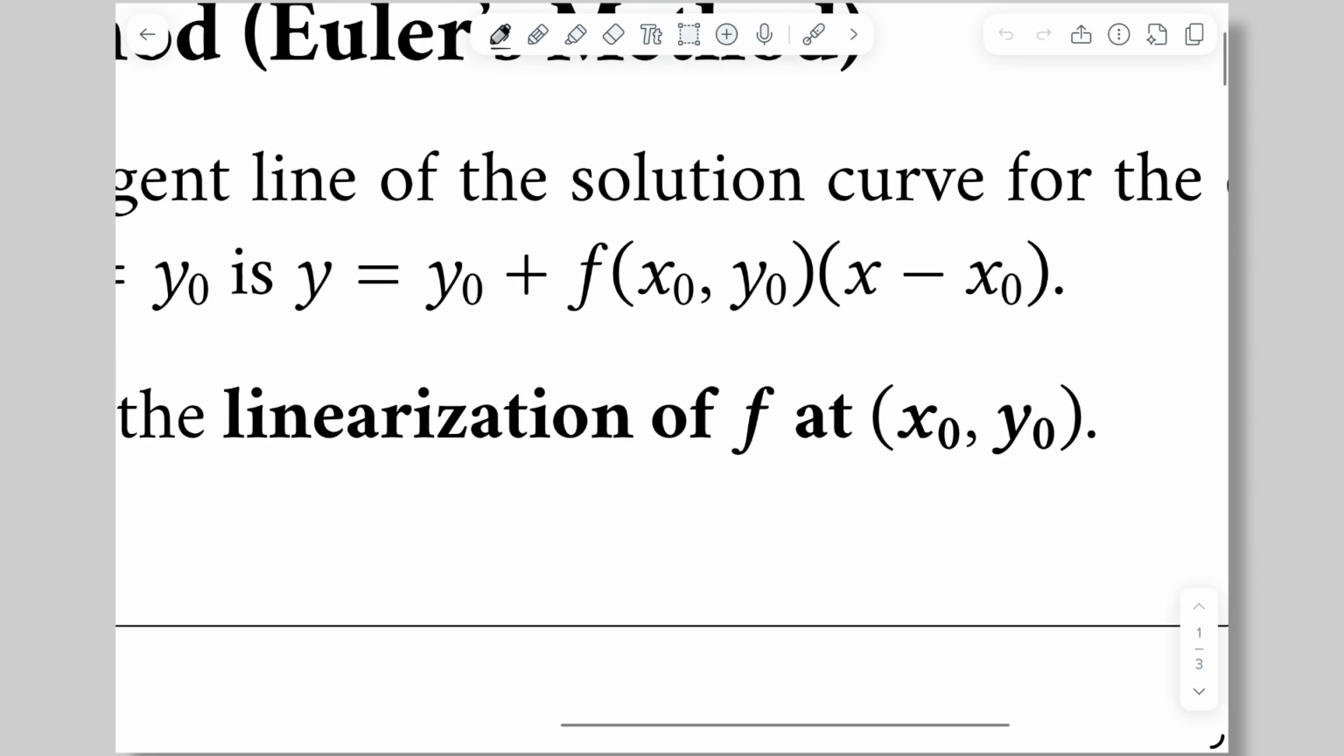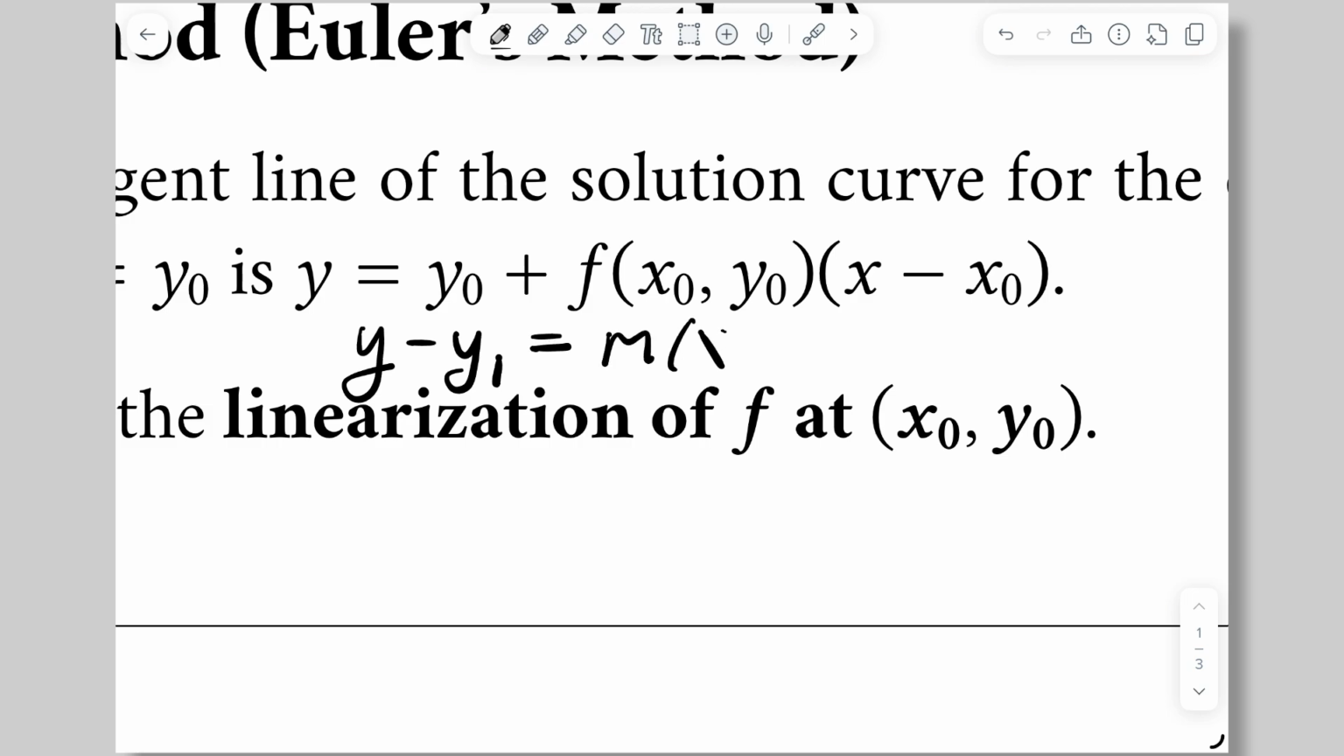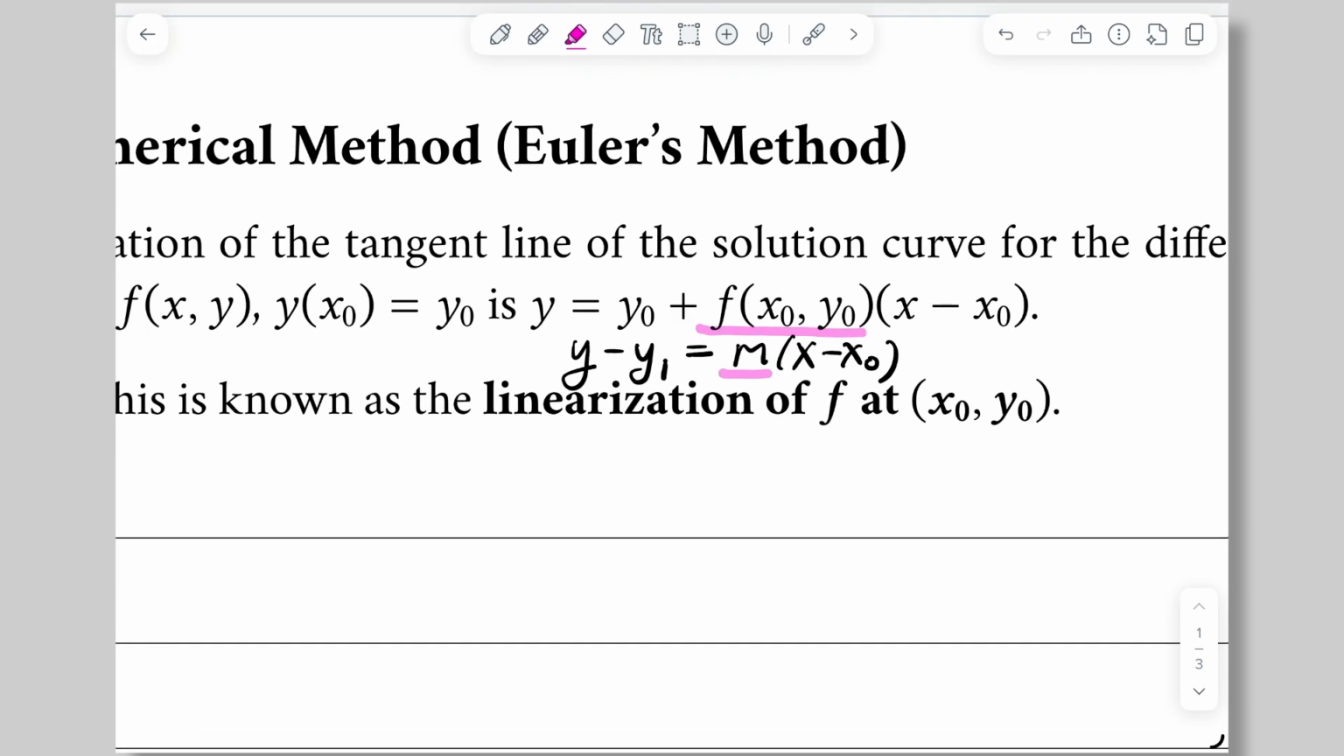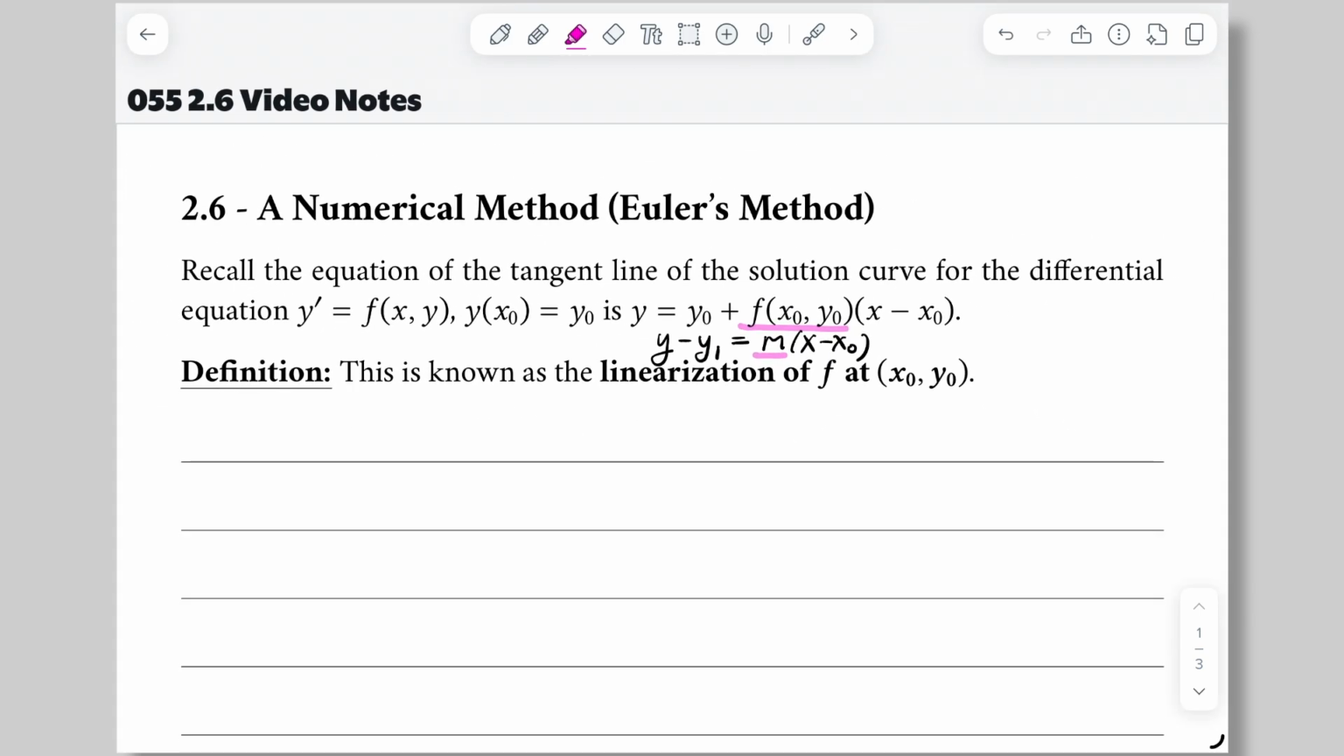And this is really just based on the point-slope form for the equation of a line: y minus y naught is equal to m times x minus x naught. And in this case, we're representing the slope as f of x naught, y naught. The resulting equation is known as the linearization of f at x naught, y naught. It's also sometimes called a linear approximation.